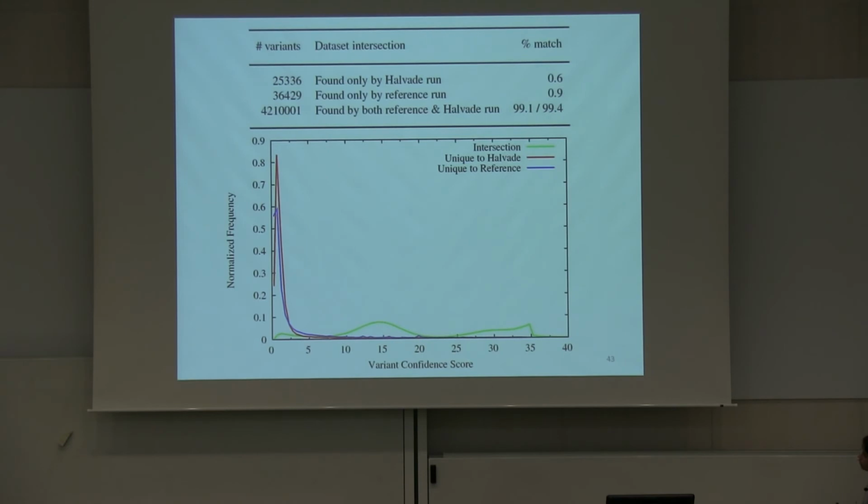Nearly all of them correspond to variants with a very low variant confidence score, so basically variants that were called because of one supporting read. And we tried to figure out what was the underlying cause of that. Basically, if you do something in parallel, you want it to be exactly the same as doing something sequentially.